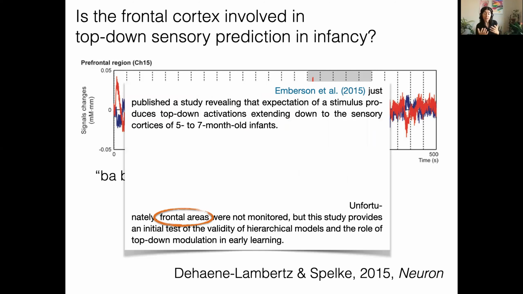There's also some theoretical views that point to the prefrontal cortex here as well. There is a review of the developing brain and prediction more generally by Gisela DeHaan-Lamberts and Liz Spelke in 2015. They mentioned the first study I presented, but they specifically said, we wish you had recorded the frontal lobes, the frontal areas. They specifically would want the frontal areas to be recorded to test for hierarchical models and the role of top-down modulation in early learning. So theoretically as well, folks think that the frontal lobe should be involved in these types of tasks.